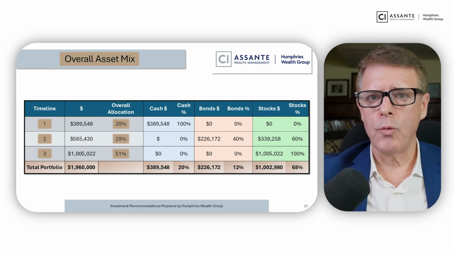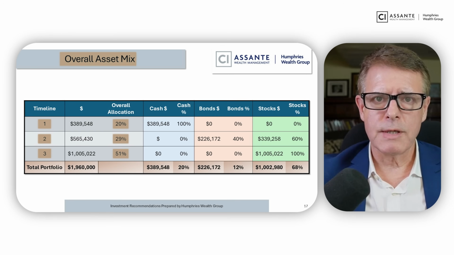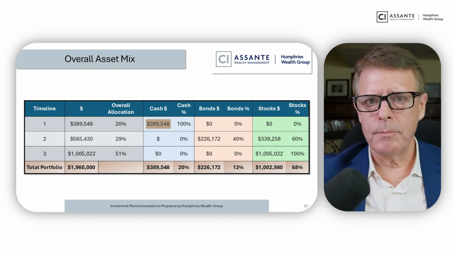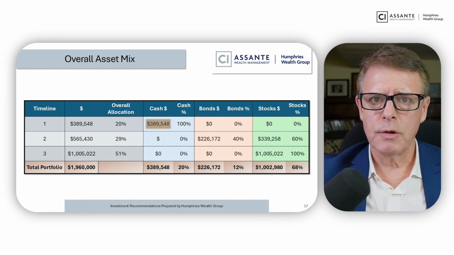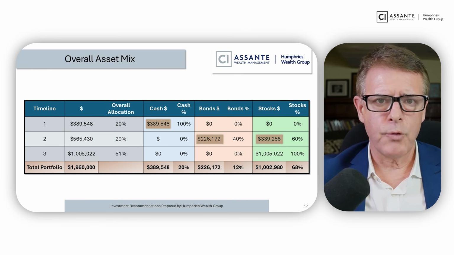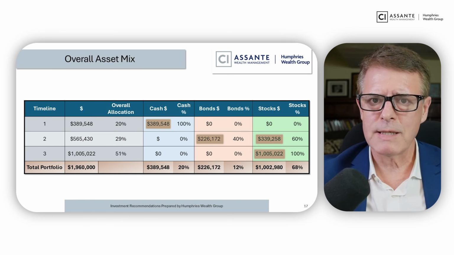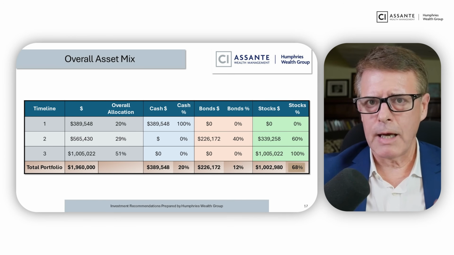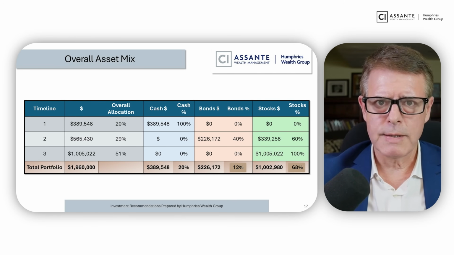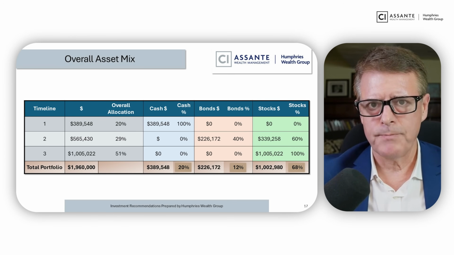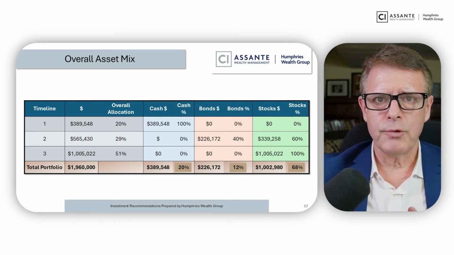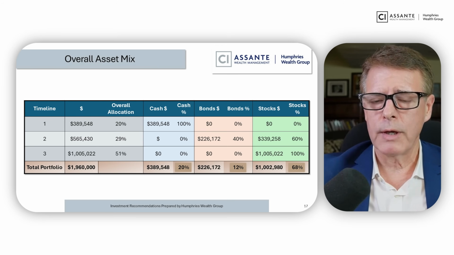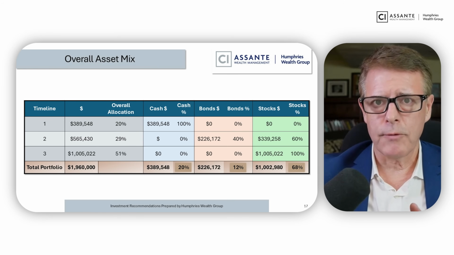For the allocation, they wanted to go with more of a cash and GIC component in timeline 1, that's 389. On timeline 2, it's more of a balanced position, about $226,000 in bonds, about $339,000 in stocks. And then, of course, timeline 3, 51% of the portfolio, is 100% equities. At the end of the day, their mix is going to be 68% in equities, 12% in bonds, 20% in cash equivalents. So an asset mix of 32% between cash and bonds, with the rest in equities, was an asset mix that they were very comfortable with. But that's not the case for everyone.